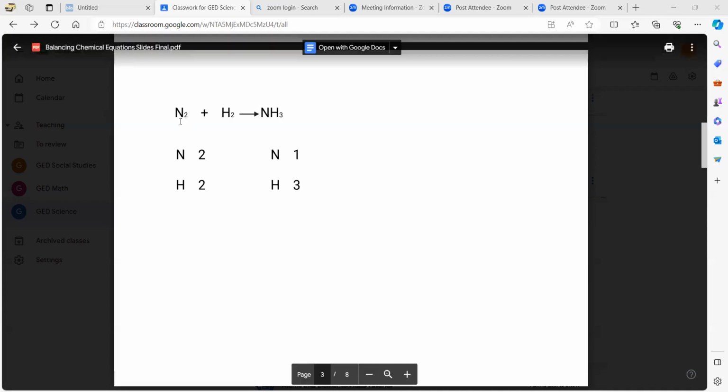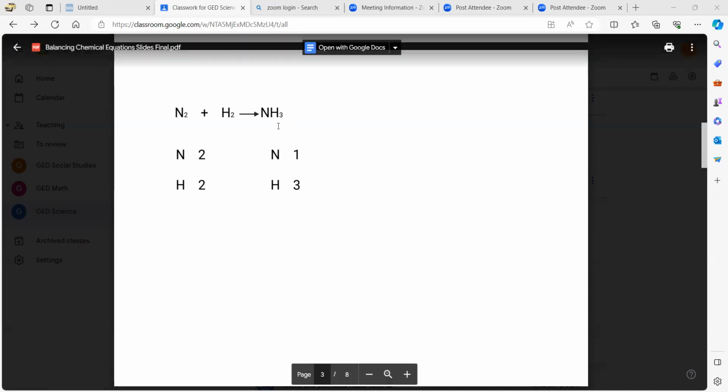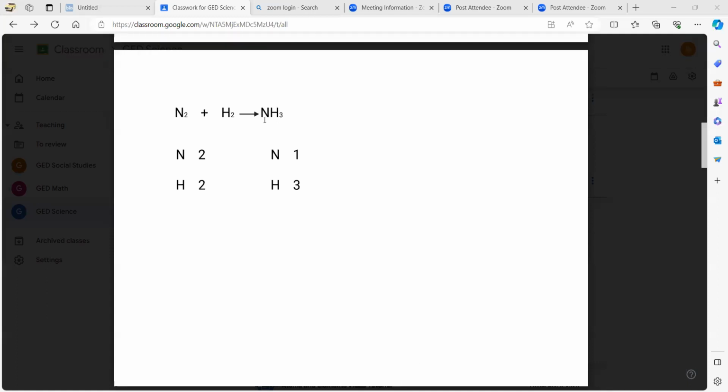So this little 2 here tells me there are 2 nitrogen atoms here, so I write a 2 here. This 2 here tells me there's 2 hydrogen atoms, so I write a 2 here next to the H. So 2 nitrogens, 2 hydrogens. Now I go to the other side, to the products side of my chemical equation. This N doesn't have any number after it. That means it's understood that it is just 1 nitrogen. This little 3 here after my hydrogen tells me there are 3 hydrogen atoms.